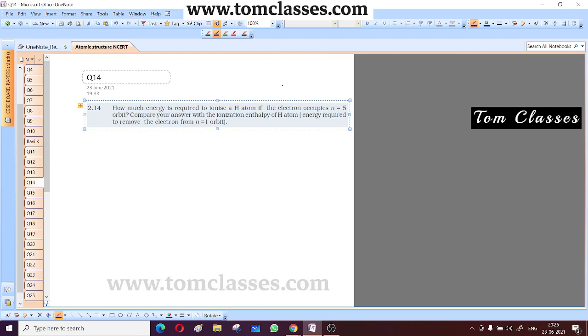Now let's try to see this question. How much energy is required to ionize an atom, right? So what he is asking: how much energy is needed to ionize a hydrogen atom if the electron occupies n is equal to 5 orbit. Compare your answer with the ionization enthalpy of hydrogen atom, the energy required to remove the electron from n is equal to 1 orbit. Then we have to compare with that one.